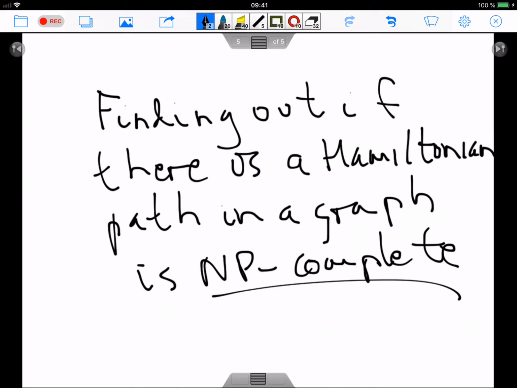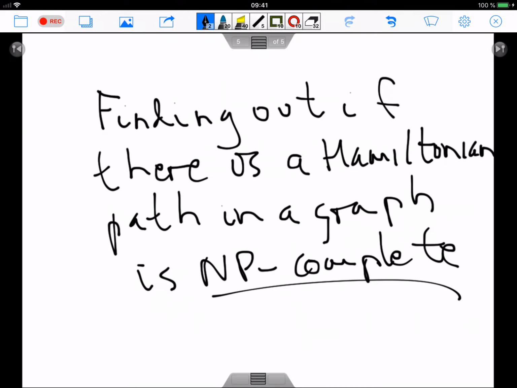Because in the case of Eulerian paths, we have a quick algorithm to check whether such a path exists or not. We only need to compute the degrees of the graph. And we do not have anything like that for Hamiltonian paths. We strongly suspect that there is no such algorithm. It's not that we have not been able to find it, but that there is none.